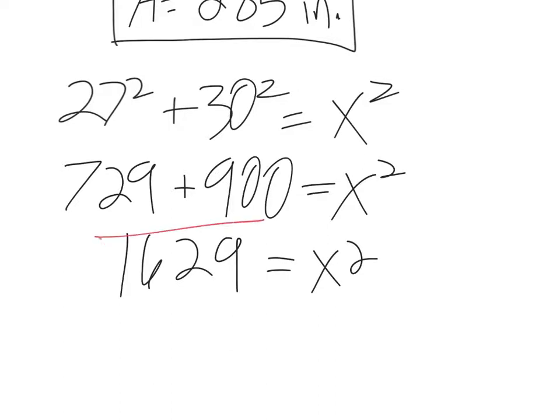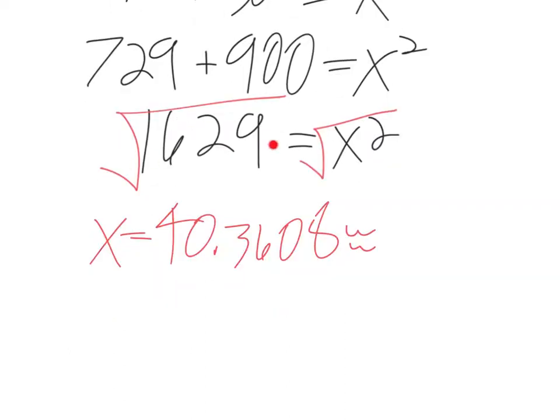What you need to do now is take the square root of both sides. 1629 unfortunately does not make a whole number when you square root it, so I'm going to round my answer to the nearest thousandths place. So when you type in the square root of 1629, you get 40.3608 and some other numbers that come after it. But if I'm rounding to the nearest thousandths place, I just need to look at that fourth decimal place to see if it'll round that third decimal place up.